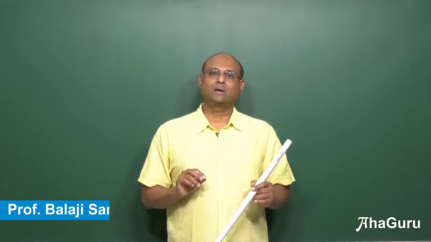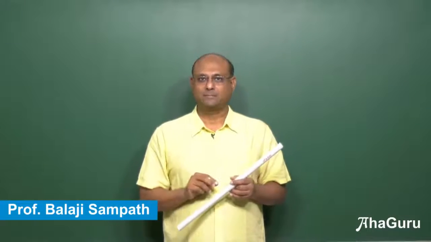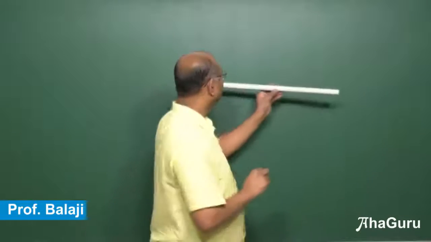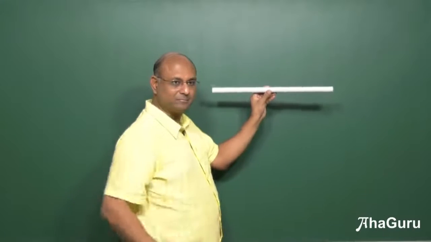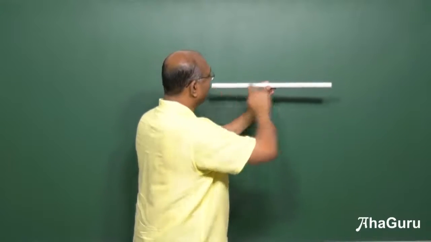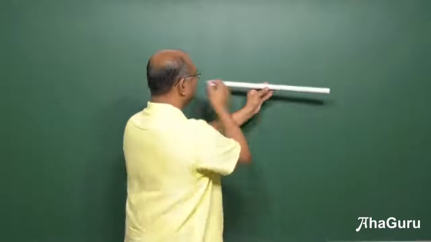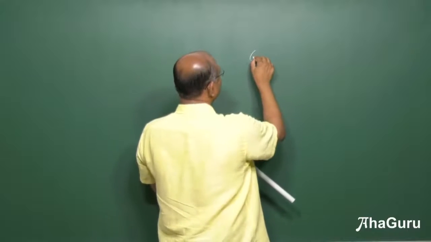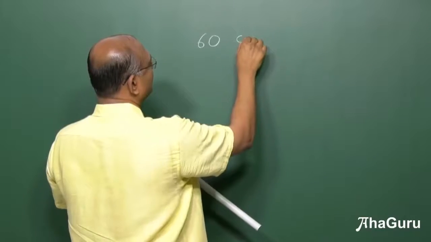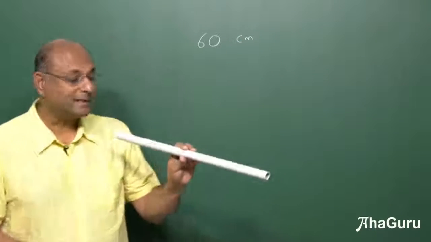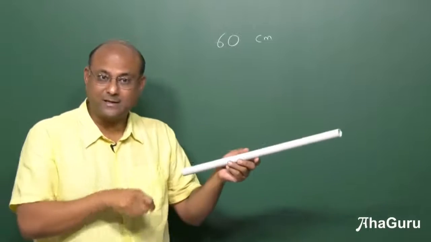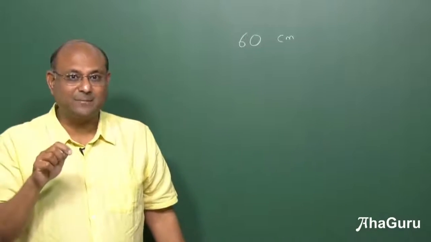Today we are going to look at errors in measurement. So for example, if I look at this rod, and I am trying to look at the length of this rod. Let me make some assumption and let us say that this was 60 centimeters. How do I know it is 60 centimeters? I would have probably taken a scale and measured it. But it won't be exactly 60 centimeters, right?